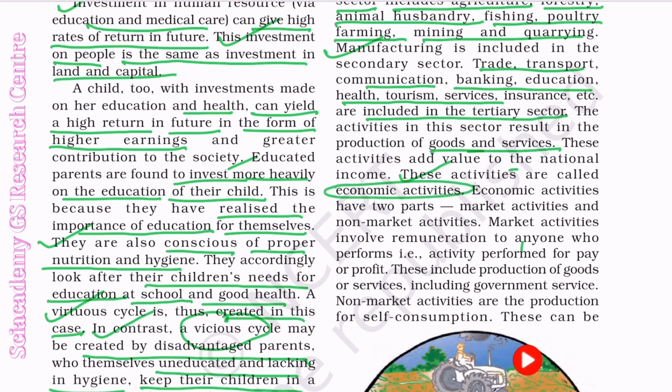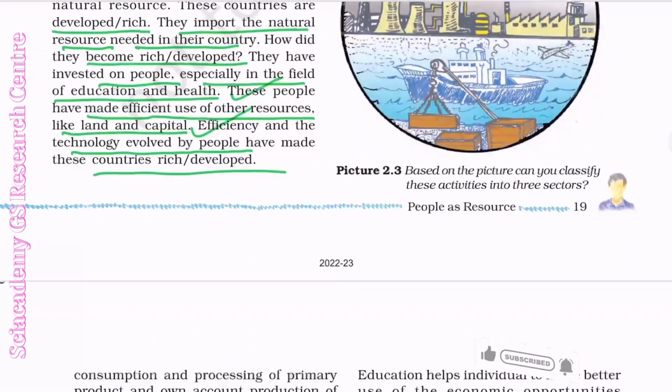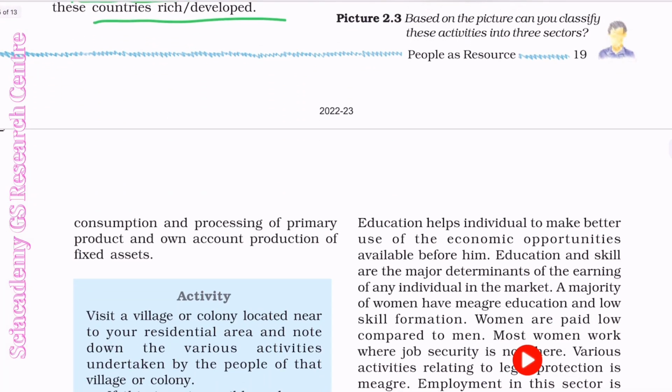Economic activities have two parts: market activities and non-market activities. Market activities involve remuneration to anyone who performs them, that is, activity performed for pay or profit. These include production of goods and or services, including government service. Non-market activities are the production for self-consumption. These can be consumption and processing of primary product and own account production of fixed asset.